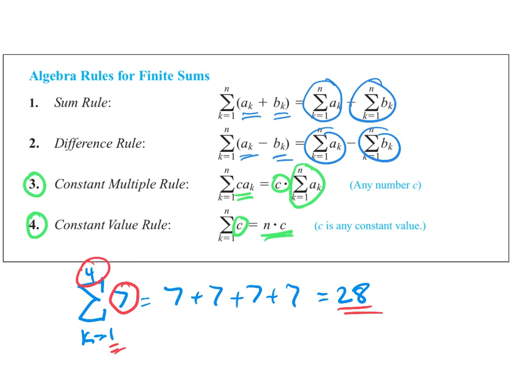So just to drive that point home, the sigma of k equals 1 to 100 of 12 is 1200 because you do 12 times 100. We would just have 100 12s listed out and we'd add them up. So these rules are going to come into play here for some of the problems that we work on.